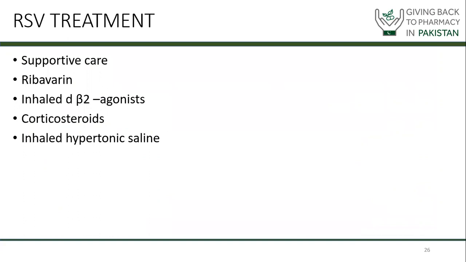What is the treatment of RSV? Supportive care we can give. For the flu, anti-allergy or acetaminophen or ribavirin. Ribavirin is also recommended for RSV treatment. Inhaled beta agonist for patients who are more prone or who are asthmatic. Corticosteroids are mainly not recommended, and it is found that they should be avoided for the treatment of RSV.